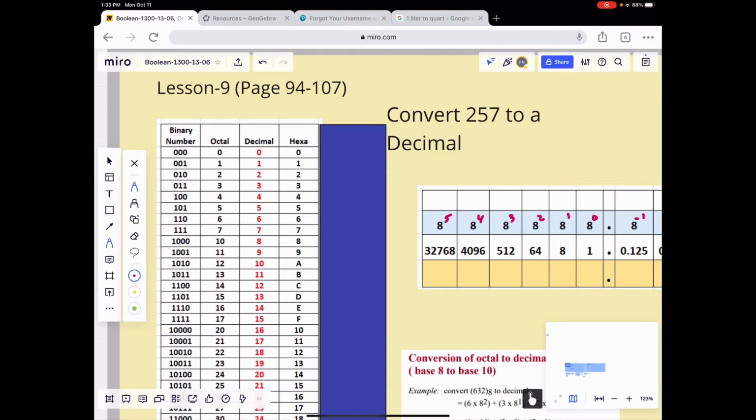Hello everybody. This video is going to show you how to work with the octal and hexadecimal systems. As you can see in the table I have here, the octal system is based on base 8. So you have 8 digits, 0 to 7, representing decimal numbers 0 to 7. And for octal 10 to 25, the decimal equivalent is 8 to 21.